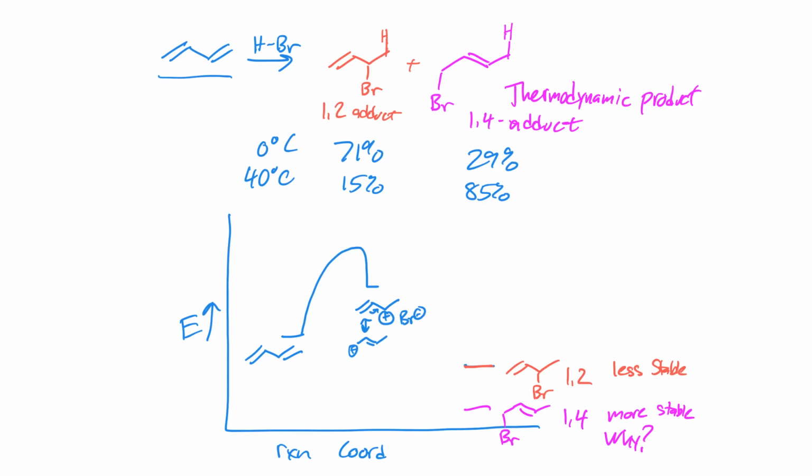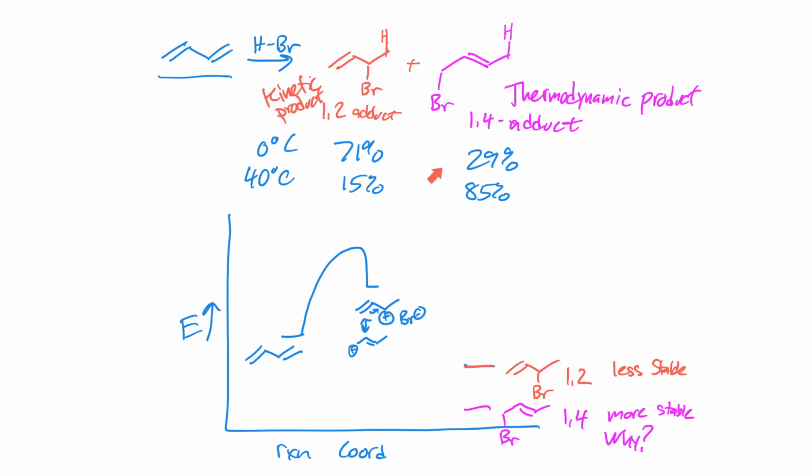All right, so we evaluate the temperature differences here, and at cold temperatures we find that we get more of the 1,2 adduct, and we get less of the thermodynamic product. And so this would be the kinetic product, basically because we get more of it. We get more of it at lower temperatures.